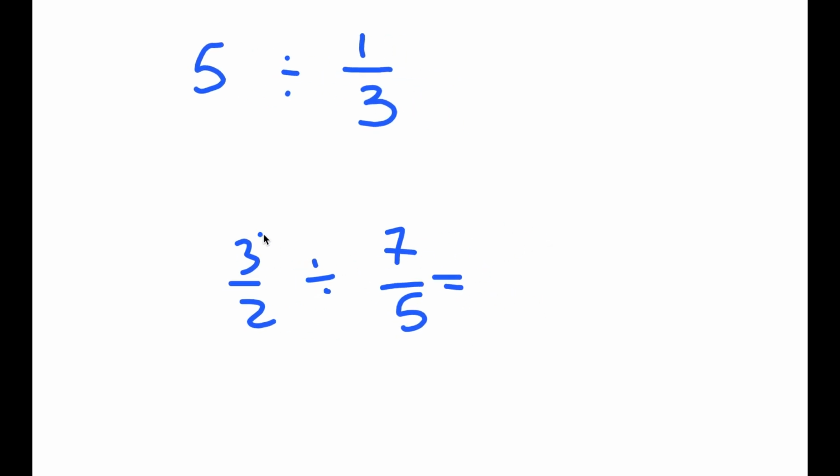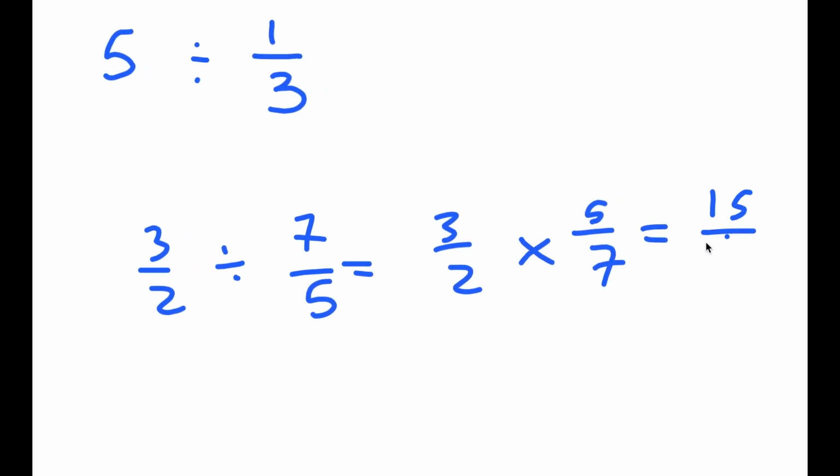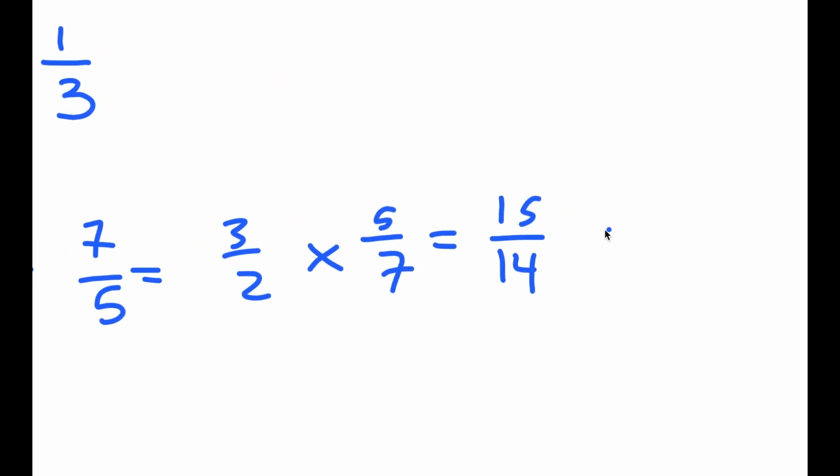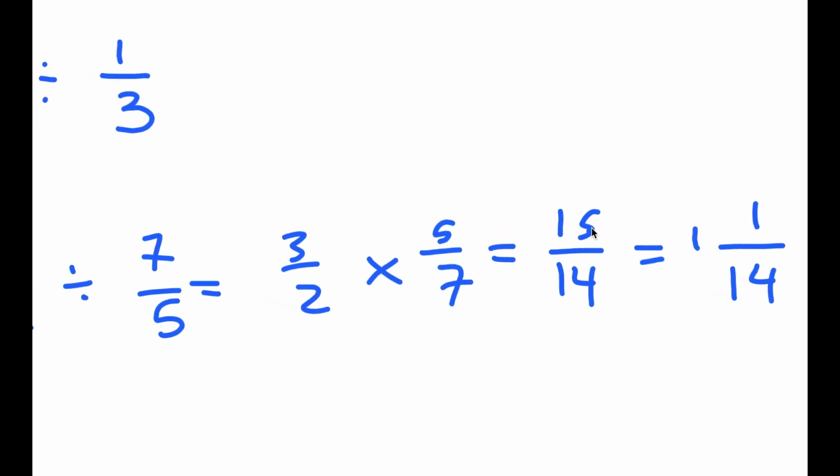Again, we keep this the same, change our sign to multiplication, and write the reciprocal of 7 over 5, which is 5 over 7. And 3 times 5 is 15. 2 times 7 is 14. So our answer is 15 over 14. We can also write this as 1 and 1/14. Because this is an improper fraction, we're writing it as a mixed number.